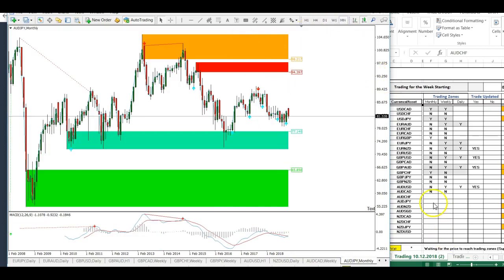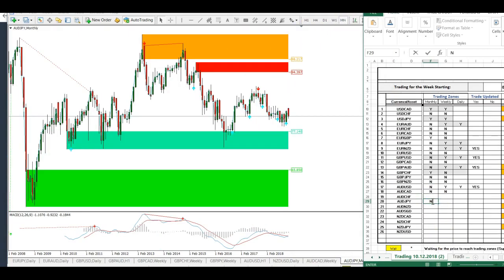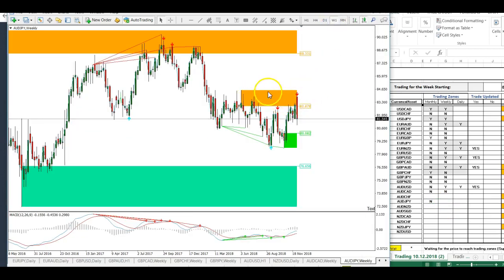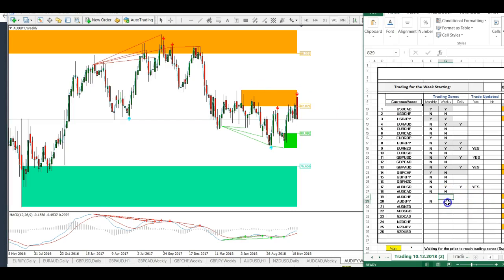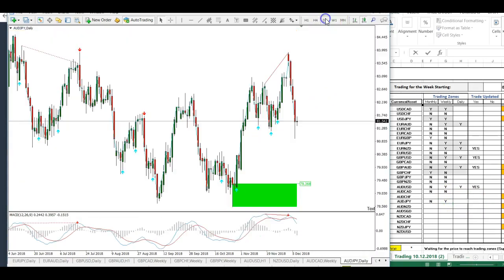Aussie yen, were we at a monthly? Aussie yen? No. Weekly? Just came outside a weekly here, so we're, yes, another great trade this week. And daily, were we at a daily? Inside a 4 hour.